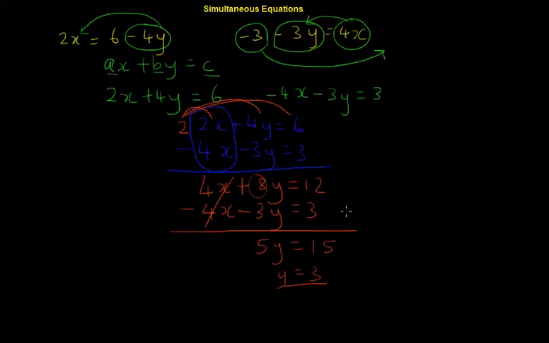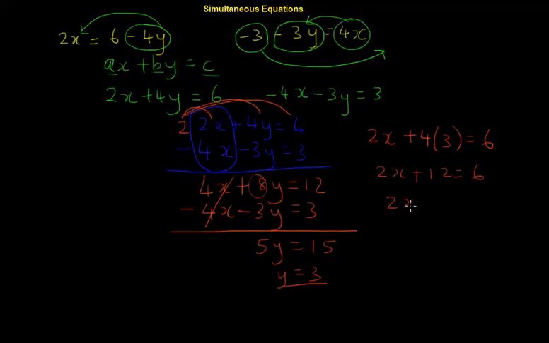So now we've actually found out what y is. Now the final step is to just put the y into one of these equations here, one of these two, in order to find out what x is. So I'm just going to put it into this one here. So let's look at that. So we have 2x plus 4y, and now we know what y is, which is 3, so 4 bracket 3 equals 6. So now 2x plus 4 times 3, which is 12, equals 6.